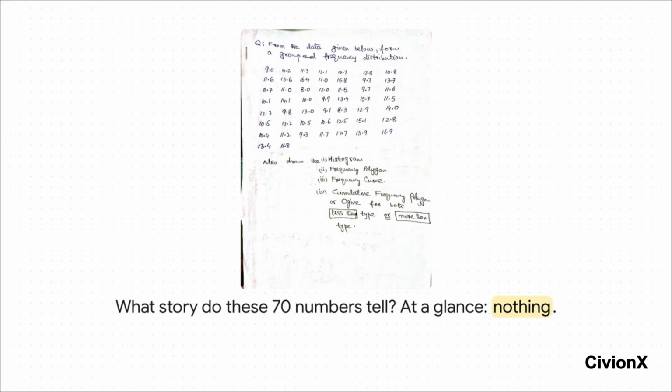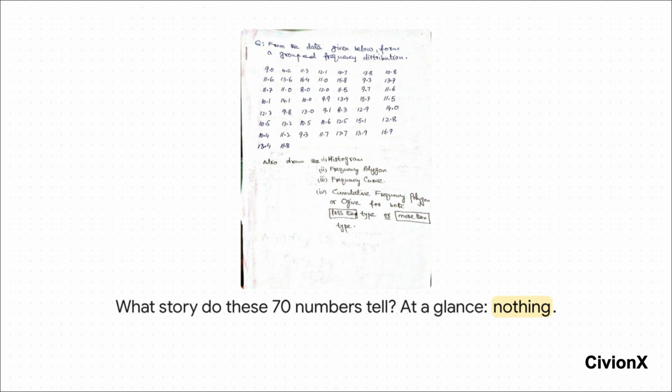Okay, just take a look at this. We're starting with 70 raw data points. We've got 10.2, 13.6, 9.1. It's just a jumble, right? If I asked you to tell me the trend or find the most common value, you'd probably have to stare at it for a long time.